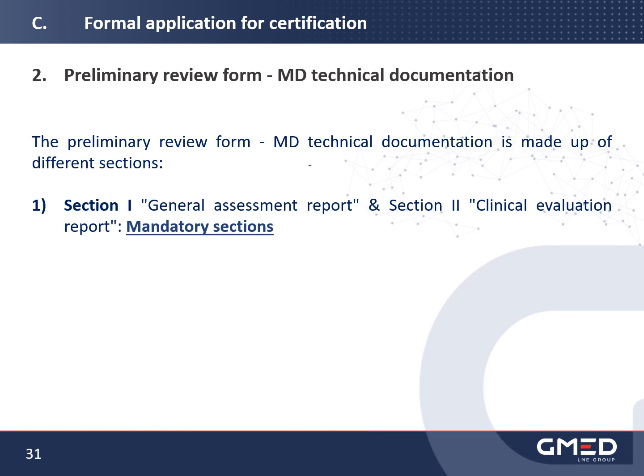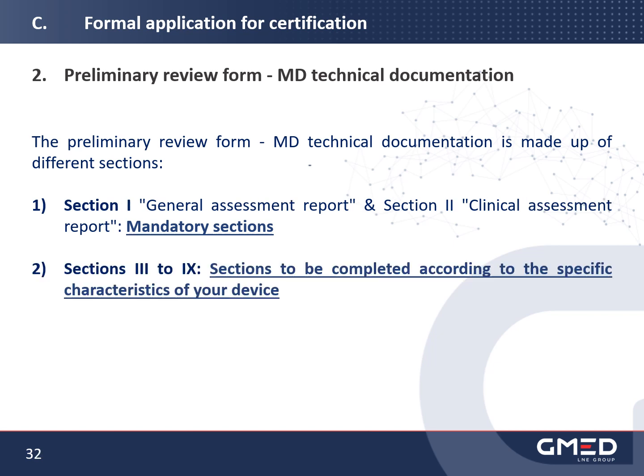The preliminary technical documentation review form consists of different sections. The first section, entitled General Assessment Report, and Section 2, entitled Clinical Evaluation Report, are two mandatory sections to be completed systematically, whatever the class and type of device covered by the technical documentation.